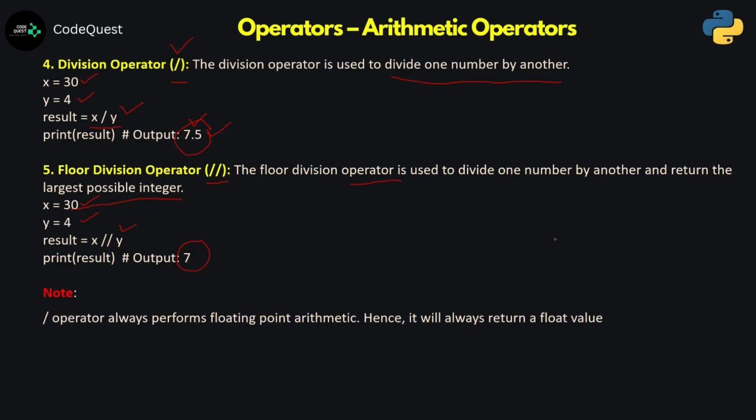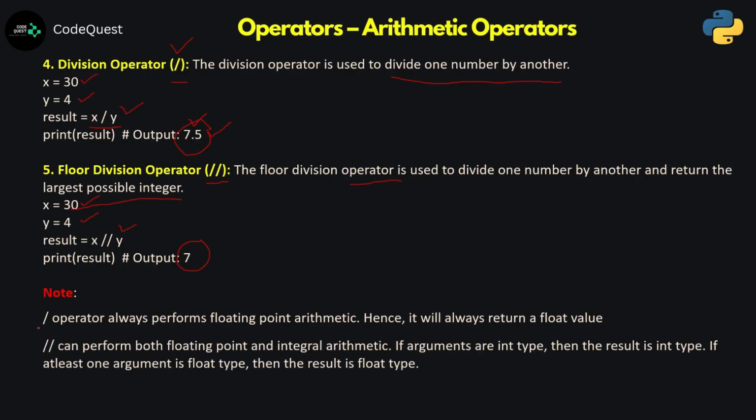So the main difference between this division operator and your floor division operator is that the division operator, as we said, always produces a floating point arithmetic, hence it always returns a float value. Whereas when we go for this floor division operator, we get floating point as well as integral values based upon what type of values are supplied. If both the values are of integer type, then the result will be int. If at least one of the arguments is a float type, then the result will be float type.